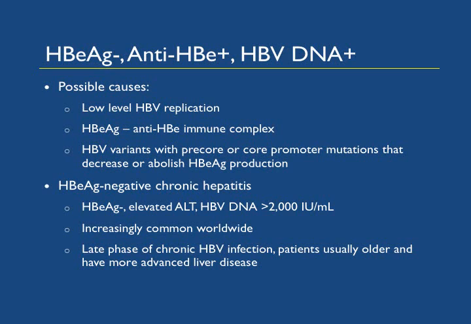But we also know that there is an entity called hepatitis B variants with mutations in the pre-core and core promoter region. These are simply mutations that block or decrease E antigen production, but they do not affect the virus replication. That's why the DNA can still be high. Patients with this profile, we said, are in an E antigen negative chronic hepatitis state. The DNA is usually more than 2,000 international units per ml. It is becoming more and more common because this represents a later phase of chronic hepatitis B infection. The patients are usually older and have more advanced liver disease.